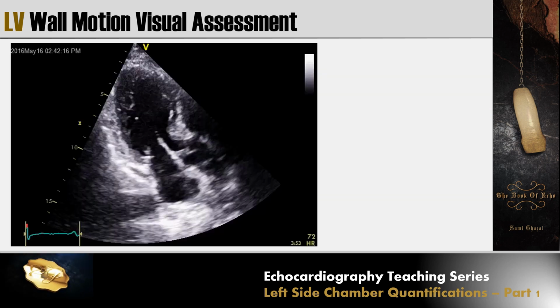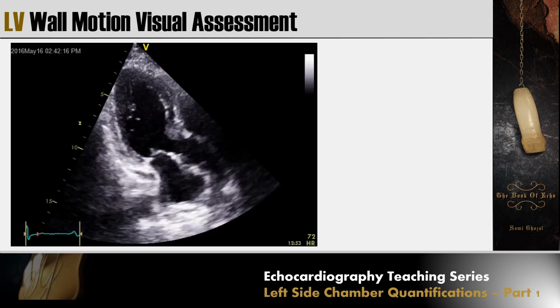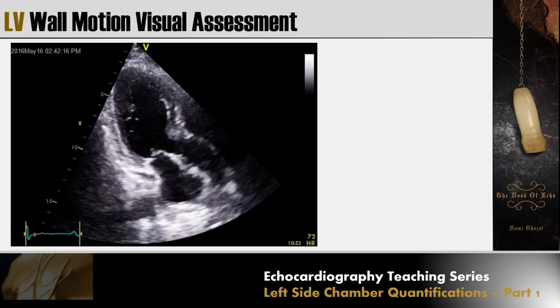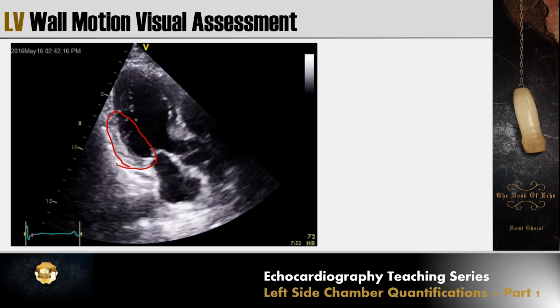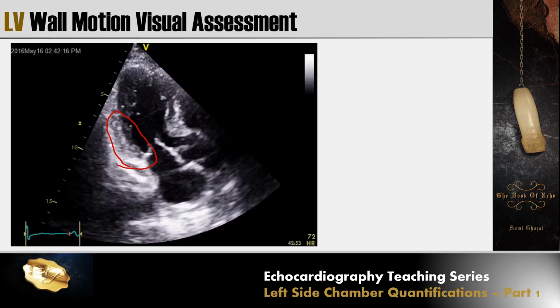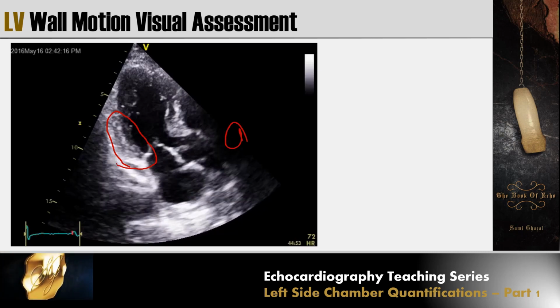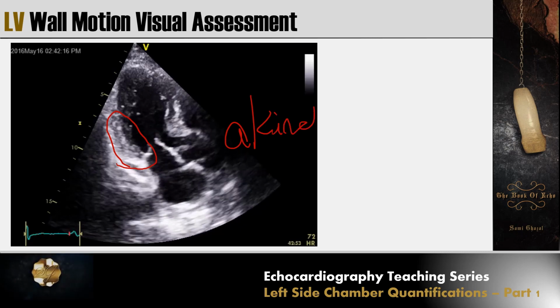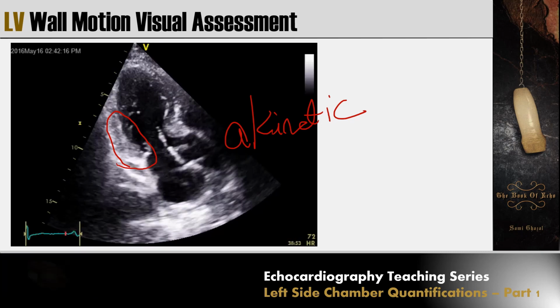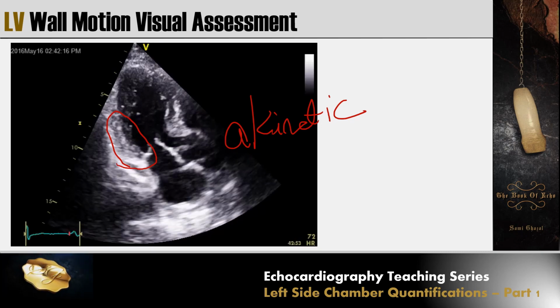Of course, we have to see a few examples to understand. So look at this apical three-chamber view. You can see good thickening all over except this part here. So this is the basal part of the inferolateral wall. So you look, there is no thickening. So it is akinetic. So the basal inferolateral segment is akinetic.